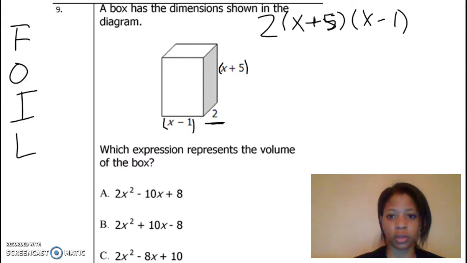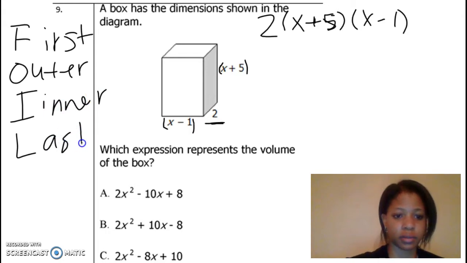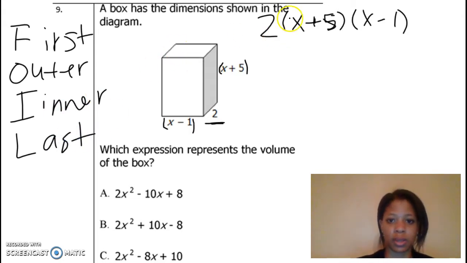Whenever you're distributing, these are called binomials. Whenever you have to multiply these things together, you're going to FOIL, right? F stands for first, O stands for outer, I stands for inner, and L stands for last. So first I'm multiplying the first two numbers. I'm going to multiply x times x, and that gives me x squared.